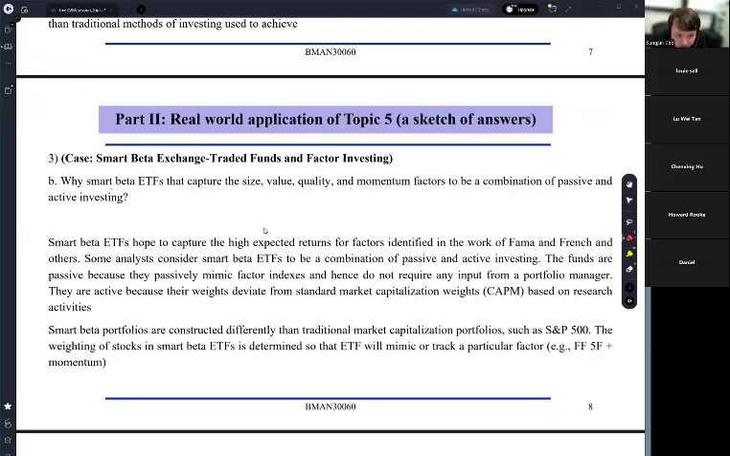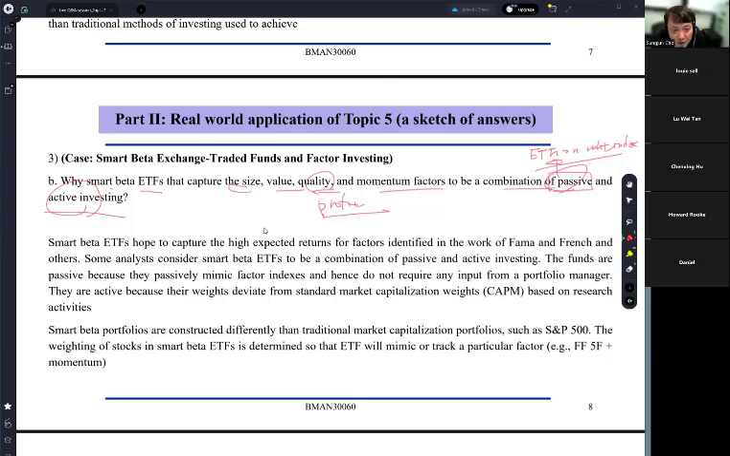Why smart beta ETF that capture size, value, quality? Quality means profitability, similar. Quality and profitability are similar things. Momentum factors are a combination of passive and active. Passive means you passively follow other people's strategy, something like you buy an ETF on a market index, S&P 500. We used to call this a passive strategy. You don't do any active research.